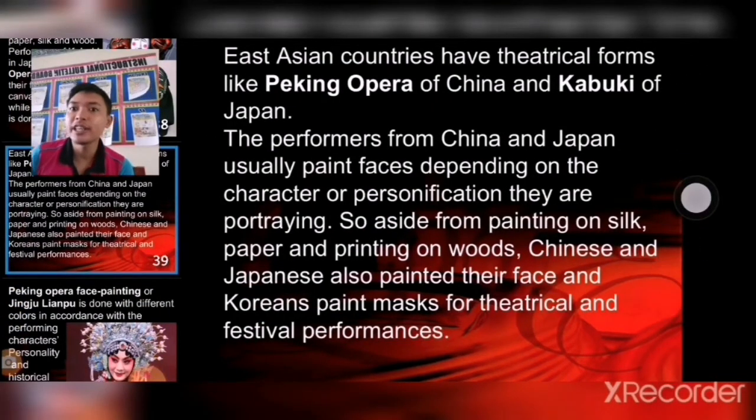East Asian countries have theatrical forms like Peking opera of China and kabuki of Japan. The performers from China and Japan usually paint faces depending on the character or personification they are portraying. So aside from painting on silk, paper, and printing on woods, Chinese and Japanese also painted their faces and Koreans paint masks for theatrical and festival performances. So it's very important that they have such kind of makeup or painting on their faces to portray the character that they're actually portraying.